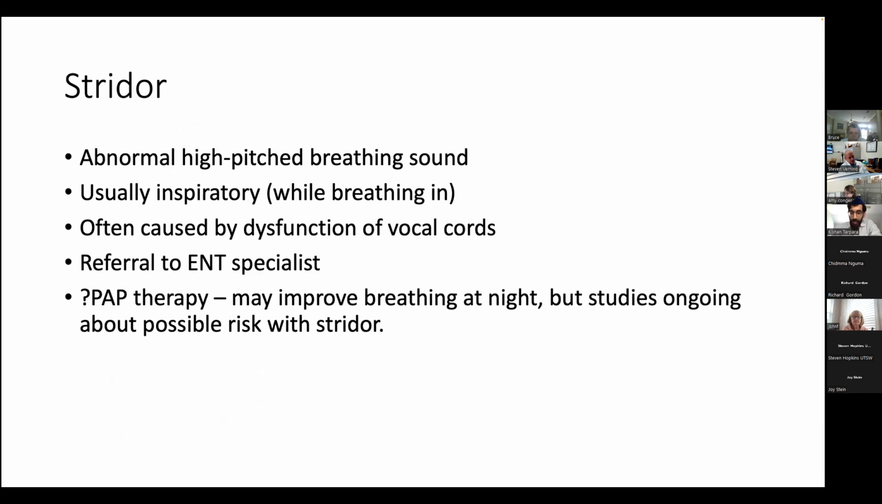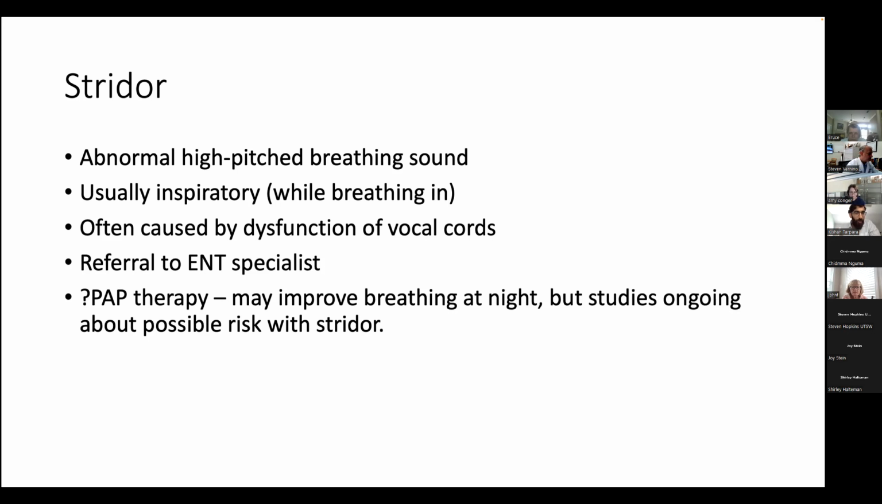And then stridor is another sleep breathing disorder, typically characterized by an abnormal high-pitched breathing sound, usually while breathing in. The area of the obstruction is a little bit different than in run-of-the-mill obstructive sleep apnea. It's not the tongue in the upper airway that's blocking the airway, it's the vocal cords that are not working properly. The vocal cords can be stiff or rigid or even weak or paralyzed, and these can cause obstruction in the airway.